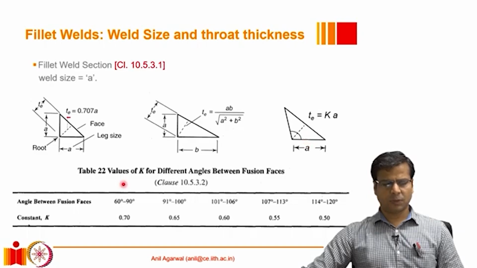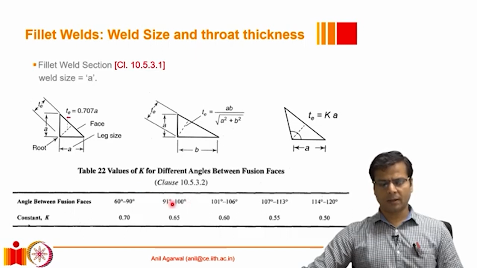In such a situation, the Indian Code IS 800 provides a table that can be used to calculate the effective throat thickness. So basically what it says is that if the angle here is between 60 degrees and 90 degrees, from 60 degrees all the way up to 90 degrees, we can take that constant as 0.70 multiplied by A as the throat thickness. So the throat thickness is basically the same as what it would be if the angle was 90 degrees. If the angle is smaller than 90 degrees, theoretically the throat thickness should have been greater than 0.7 times A, but it does not give us any advantage for that, because there are also challenges in getting a full penetration all the way to the root.